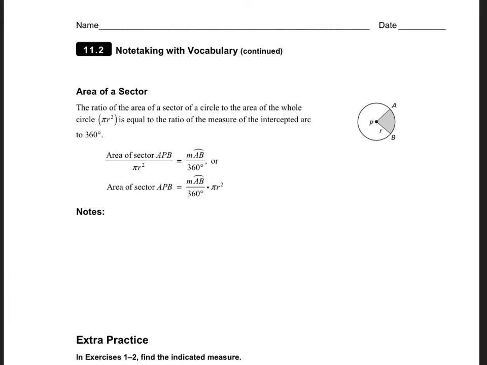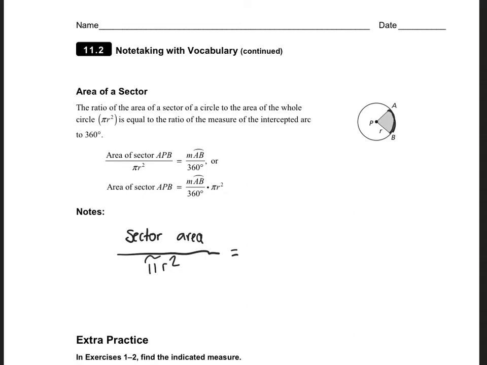Okay, area of a sector. To find the area of the sector, you first have to know the area of the circle. And basically, if you're looking at this for the first time, you're probably like, what the heck, right? The easiest way to do this is to think of it as a proportion. So you're trying to find the sector area over the area of a circle, which is pi r squared, would equal the arc of the sector area you're trying to find.